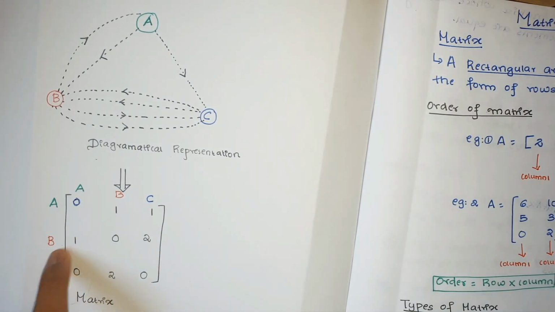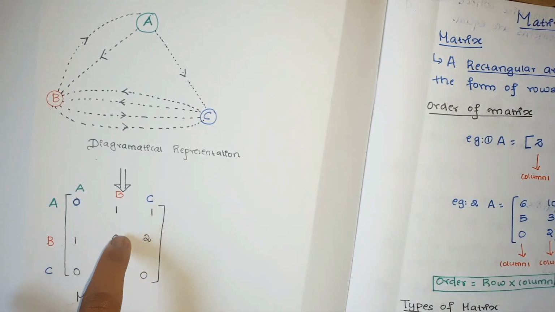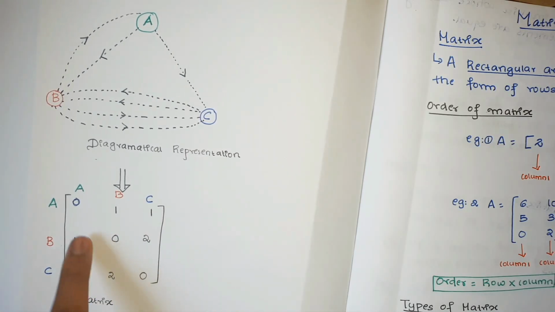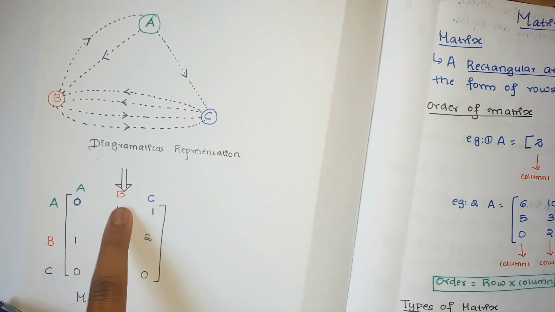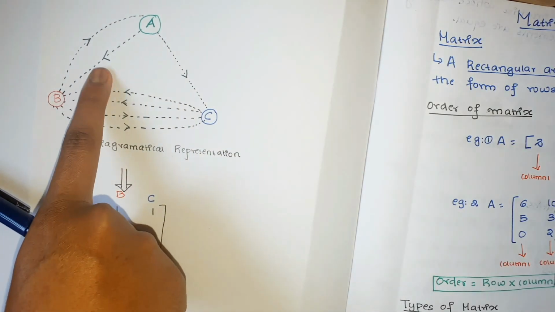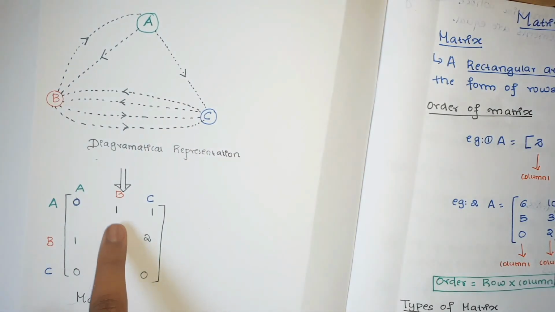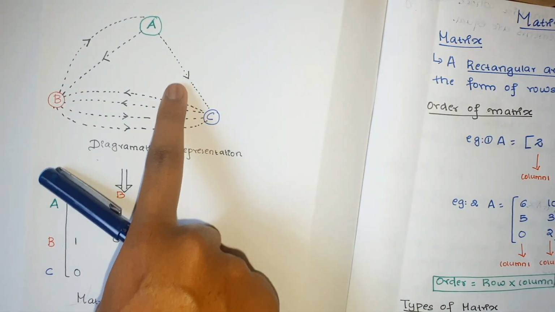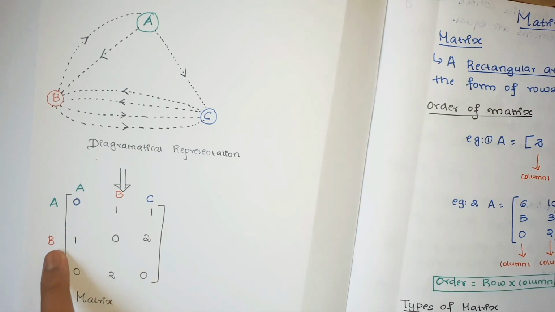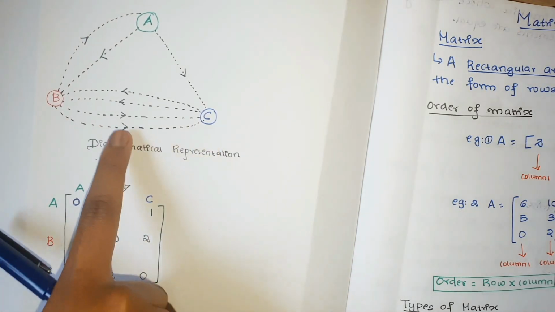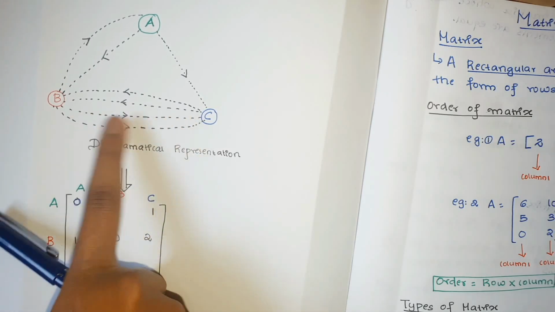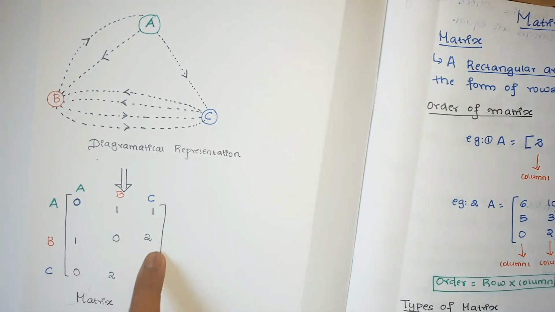How many times is B passing the ball to B? B to B, it is 0. How many times is C passing the ball to C? 0. So these diagonal elements are 0. How many times is A passing the ball to B? A to B, one time. A passing the ball to C is one time. B to A, 1, 2. There are two arrows. B to C is 2.